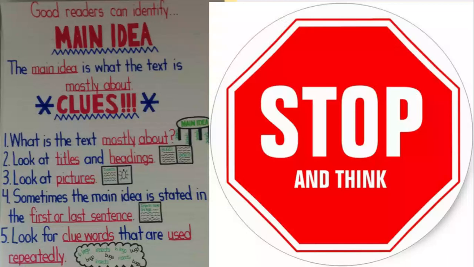The way we can figure out what the story is mostly about is looking at the text, the titles, the heading, the pictures. Sometimes the main idea is even in the first or the last sentence of a passage. And we're going to be looking for clue words that are said over and over again, because the main idea isn't just something that the author mentioned. It's what the text is mostly about. What was the author mostly talking about? And a big thing that is helpful for all of us that we've been doing all year is turning the title into a question. If you turn the title of the story into a question, you should have your main idea.